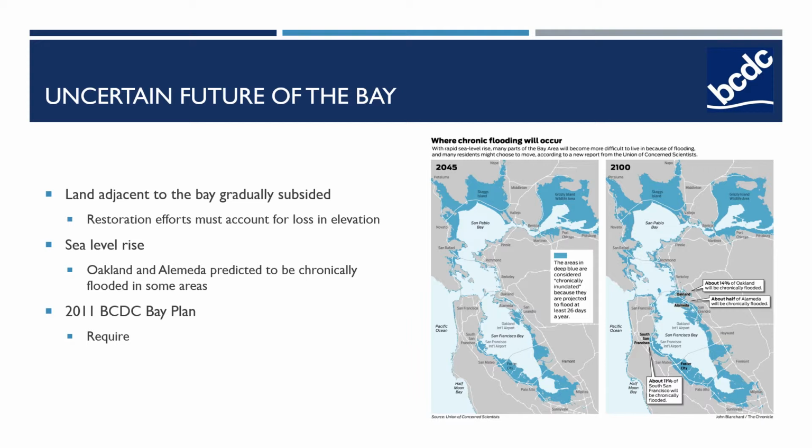The image on the left shows predicted images of what the San Francisco Bay will look like in 2045 and 2100. It is predicted that by 2100, Alameda and Oakland will have several areas that may be chronically flooded.